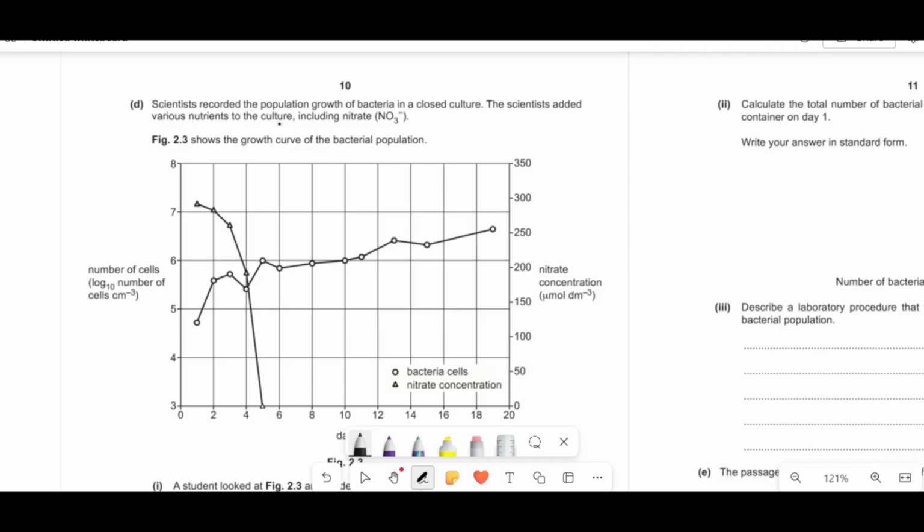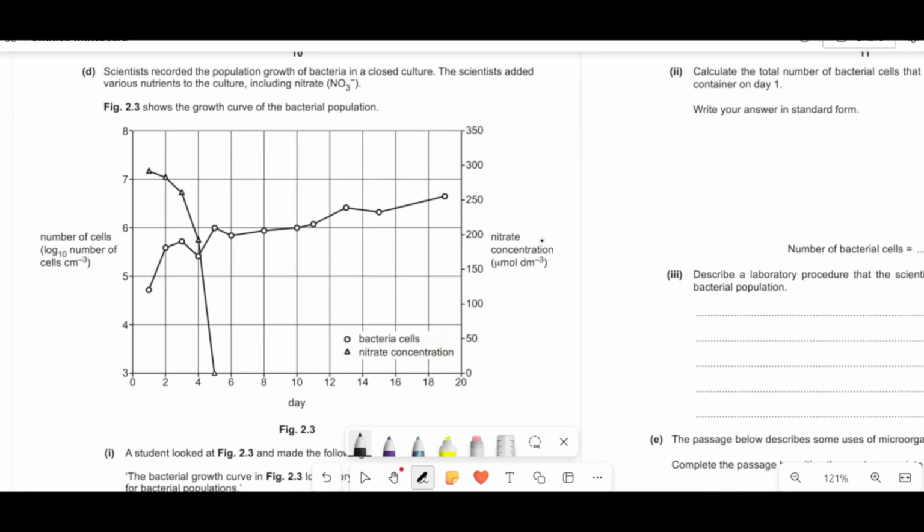The scientists added various nutrients, including nitrate. So figure 2.3 shows the growth curve of this bacterial population. So if we have a look, we need to figure out what our independent and our dependent is, in this sense. We're looking at growth of bacteria. Obviously time is changing, but we're also changing the nitrate concentration, right? And our dependent is the number of bacterial cells, right? So we're looking at the effects of different nutrients, in this case nitrate for this graph.